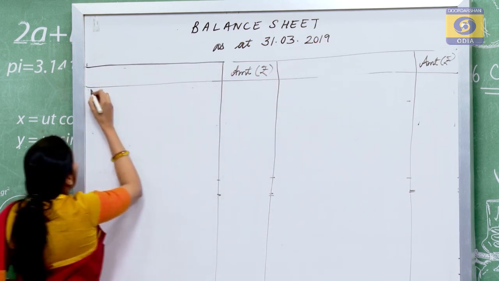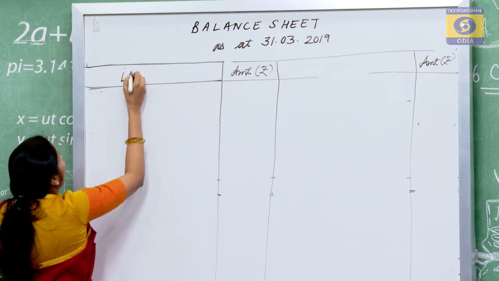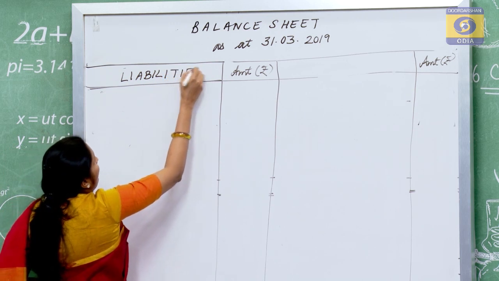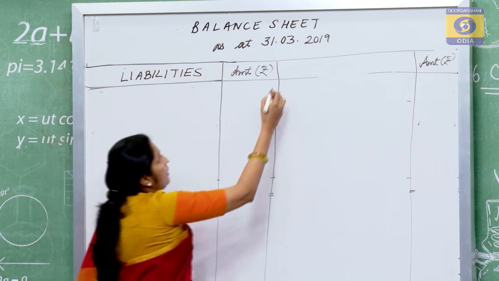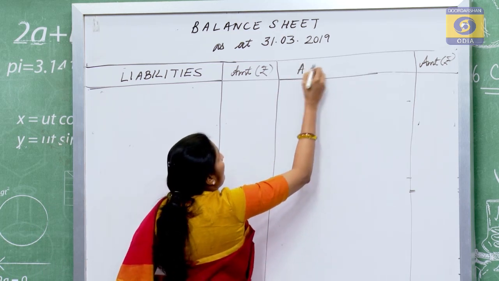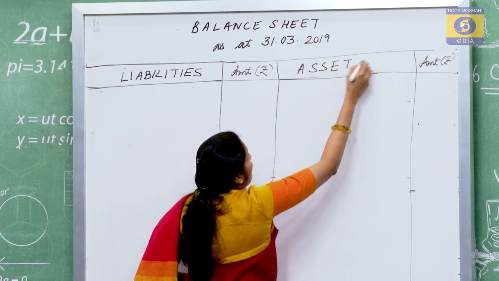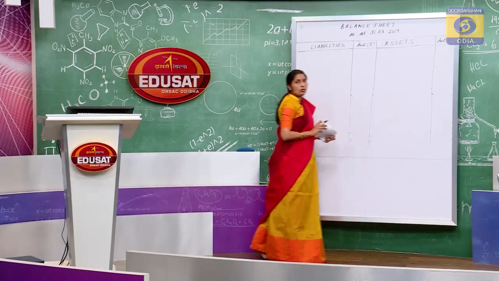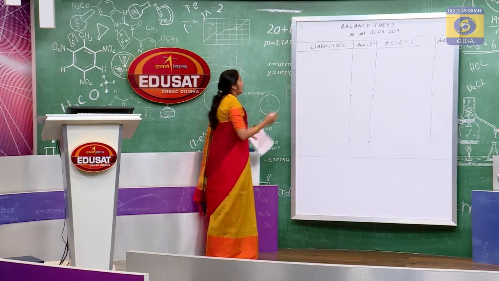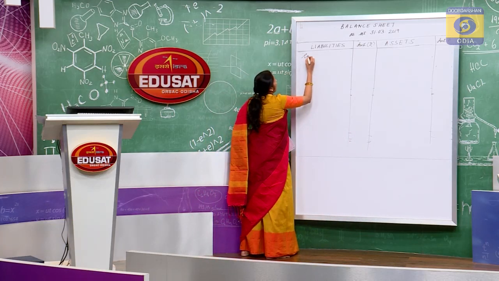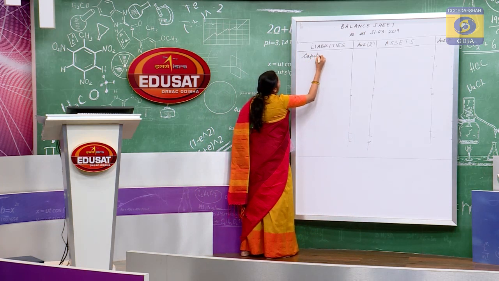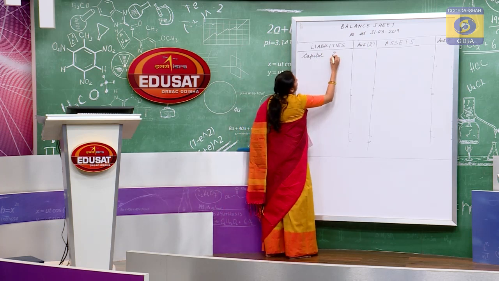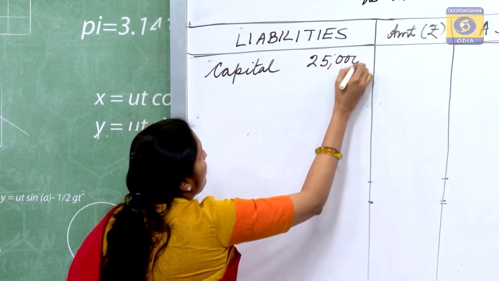Here we have the liabilities side, and then here we have the asset side. That is, on the right hand side we have the asset side, on the left hand side we have the liabilities side. So let's go ahead and see how the balance sheet is prepared. As I already told you, the first item that will appear is capital, because I am preparing it in the order of permanence. So capital, the amount of capital given to us is 25,000.